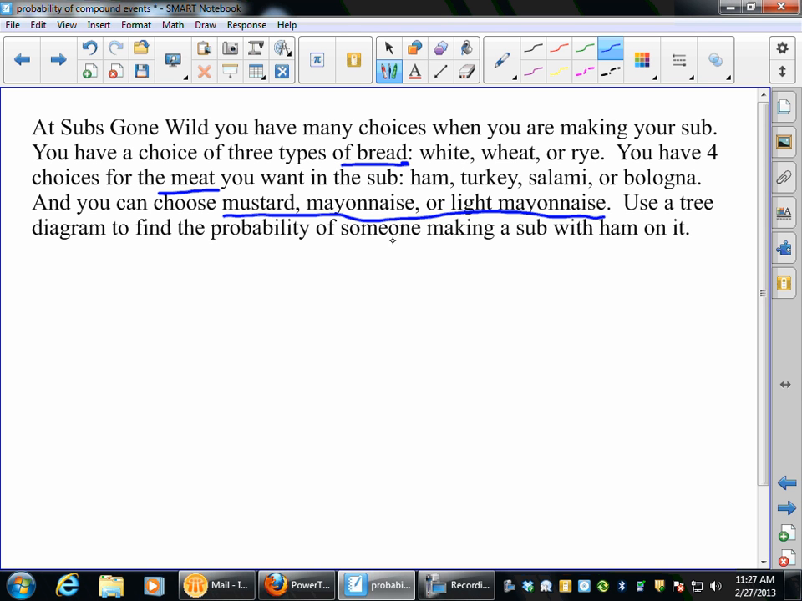All right. And what I'm going to do for my tree diagram, I start with the first event, which is bread. And I have three choices here: white, wheat, or rye. So I'm going to make three branches: one branch for white, one branch for wheat, and one branch for rye. Now, the second event is the meat that I'm going to choose. And this time I've got one, two, three, four choices. So off of each of these, there will be four branches.